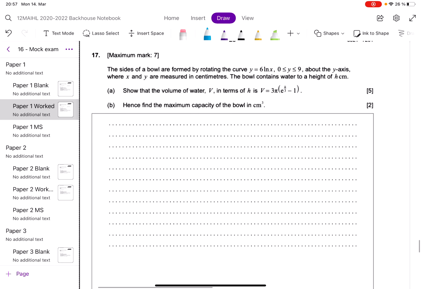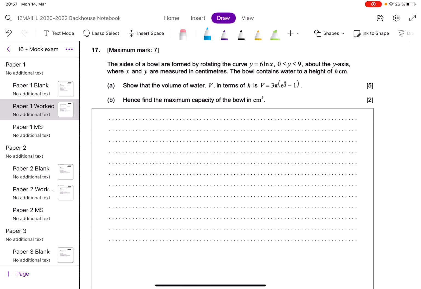Okay, question 17. This was a toughie. It was tough because the curve is being rotated around the y-axis. So let's just take a quick look at this as well. Sides of the bowl are formed by rotating the curve y equals 6 ln x about the y-axis. Bowl contains water to a height of h centimetres. Show that the volume of the water, and then we've got to show that. So we need to find the volume of the water.